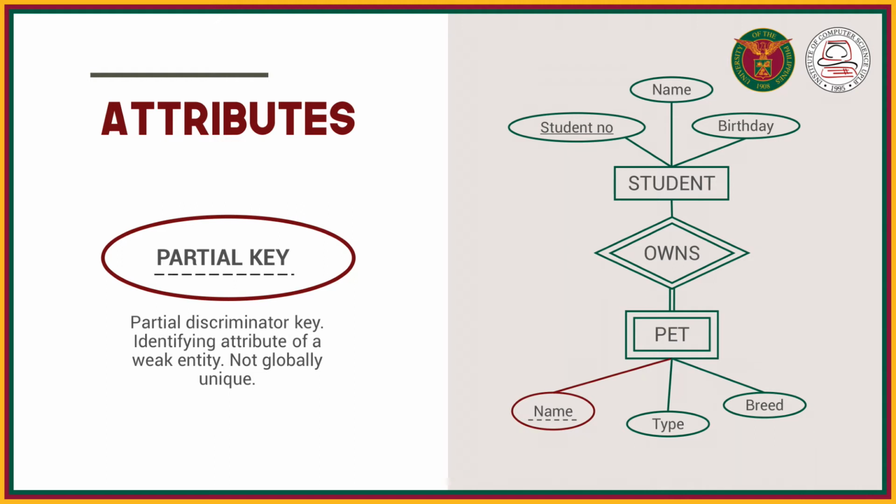A partial key is denoted by an underlined text, but the underline is a broken line, in contrast to a primary key, which is a solid line. So what do we mean by not globally unique? We can have a student A and student B who own different pets but could have the same name. But it has to be unique for the set of pets that a single student owns.